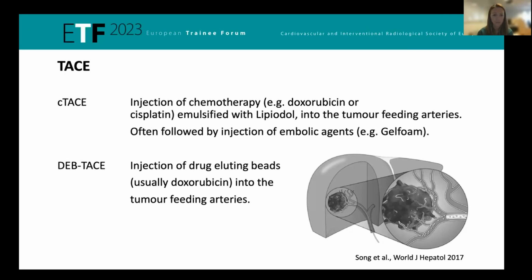A more modern approach to the technique is the DEB-TACE, with injection of drug-coated or drug-eluting beads, usually loaded with doxorubicin into the tumor feeding arteries. And this gives the combination of both the chemotherapy effect and also the occlusion of the feeding vessels.